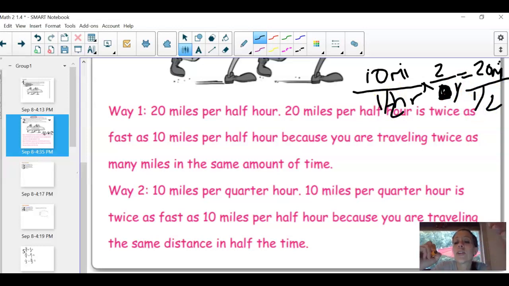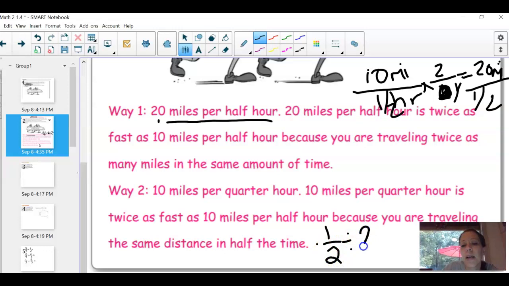Or I could look at it a different way. If I went 20 miles per half hour, and I want to go faster than the original 10 miles per half hour, I could also cut my time in half. So half of a half: I take a half and divide it by 2. If I have half an hour and divide it by 2, and I still go 10 miles per half hour and I double it, that means I'd go 10 miles in half the amount of time. So I have 1/2 divided by 2.